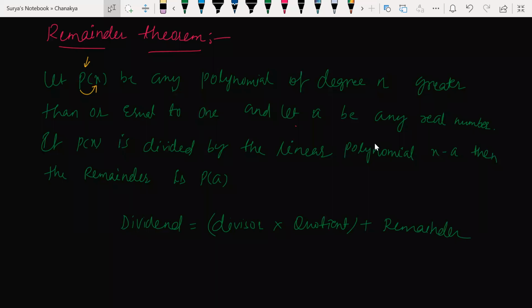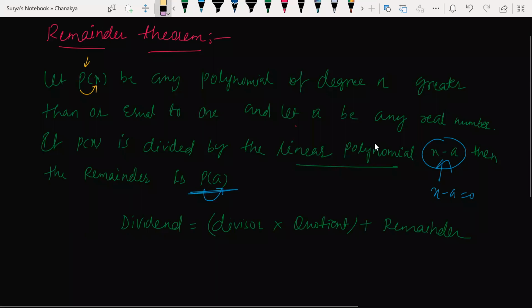Basically, what does the remainder theorem say here? If you divide any polynomial with a linear polynomial x minus a, then the remainder is going to be p of a. What is p of a here, beta? P of a is nothing but in place of x, I'm substituting the value a. The divisor will always be a linear polynomial. Let me give an example so that you will understand it properly.